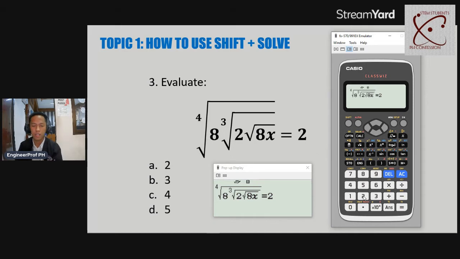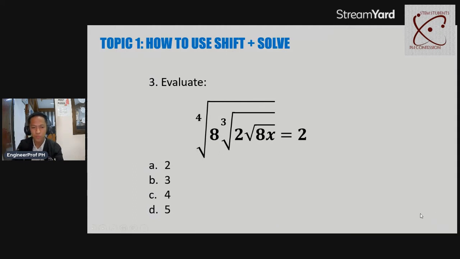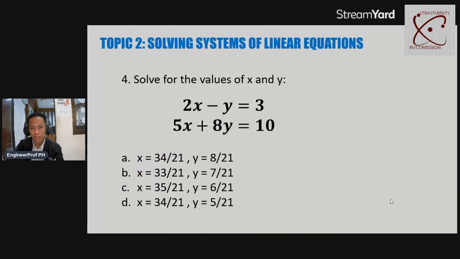Double check lang natin again guys para sigurado yung equation natin. So we have here. Parehas ba? Okay, parehas. So alpha. Oh, si shift solve na tayo. Shift solve. Then equals. So it will give you a value of 2. So for this problem, our answer is 2. Ayan. So next problem tayo.